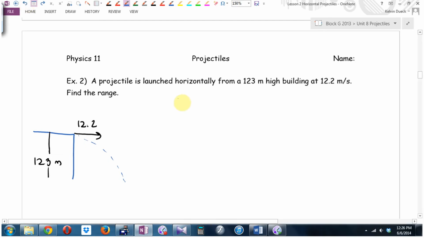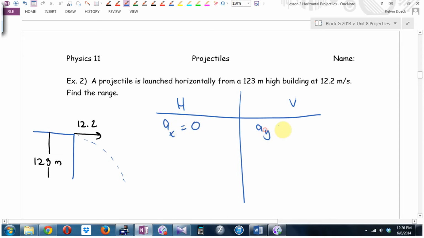I'm going to say horizontal, vertical. What two things can I write down almost without thinking, but I have to know physics? AX is 0, AY is negative 9.8. Now I go specific to the question, what else do I know? What's that 1, 2, 3?